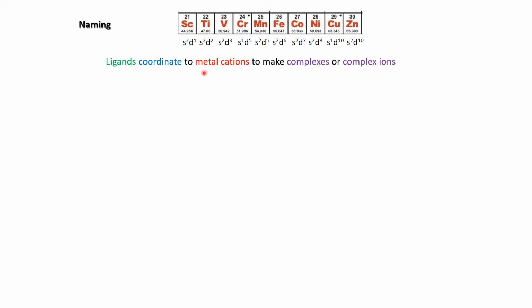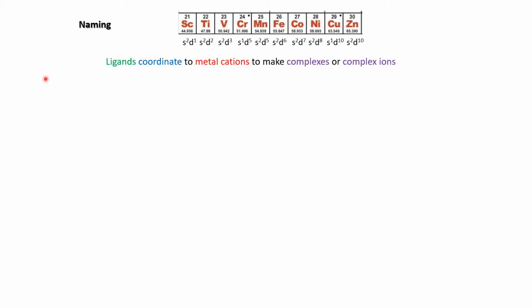Now, that whole metal ligand grouping is called a complex. It can be a neutral compound, when we just call it a complex. It can be a cation, in which case it's a complex cation. It can be an anion, in which case it's a complex anion.